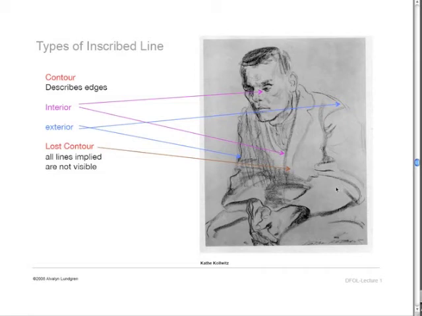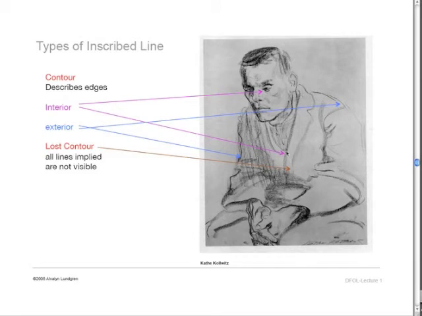We use inscribed line in various ways. There's basically two types of inscribed line that we deal with overall. One is contour, which describes edges, and the other is gesture. So when we're going to draw or sketch something out, we're basically using line to describe the edges of form. And there will be interior forms such as the eye, the eyelid, the nose, and exterior edges, which will be the ear and the collar here and the outline of the shoulder, the cheekbone here, and this line here. But everything else inside the total form is an interior contour.